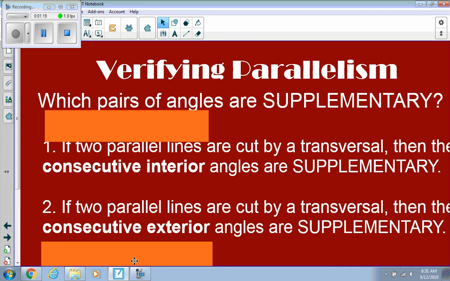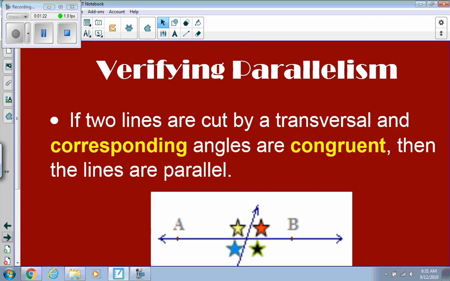So if we're proving things to be parallel, we need to prove those things backwards. If we find a pair of corresponding angles that are indeed congruent, then the lines are parallel. Essentially, verifying is what we've already been doing, but they don't tell us for sure that they are parallel. We have to decide if the lines are parallel. So again, if we find two lines cut by some sort of transversal and we find corresponding angles that are congruent, then the lines are parallel.